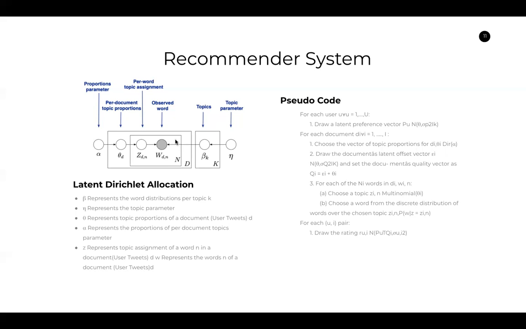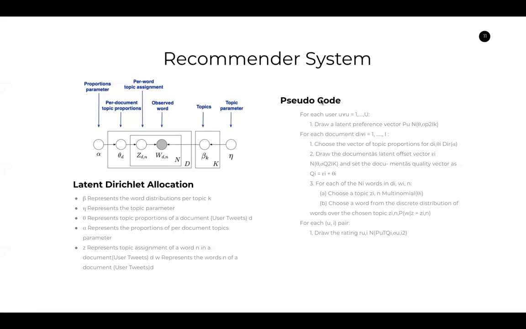Basically, everything that you see here in this graphical model, you have the proportion parameters, the per-document topic proportions, the per-word topic assignment, the observed word, the topics, and the topic parameter. The only thing that you see is the observed word. Those are the words within the document, the words that the user tweeted. With that information alone, and these other parameters, if you set the parameter K, which is the number of topics you're interested in, you can identify all of these other parts of what this structure would be in this system.